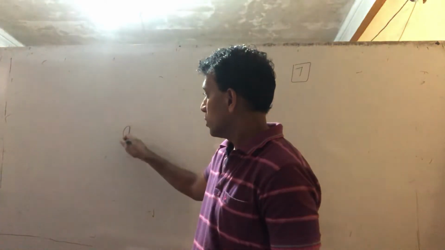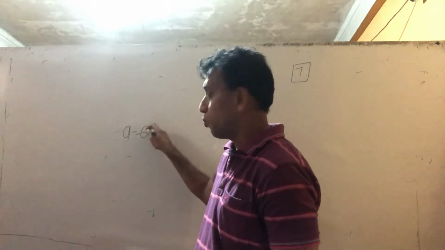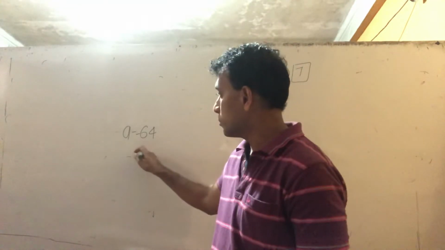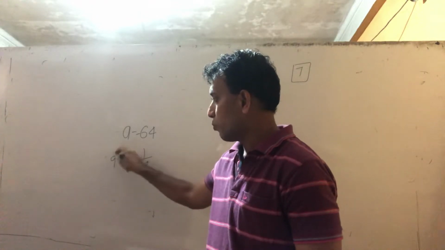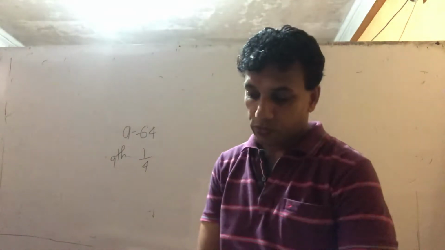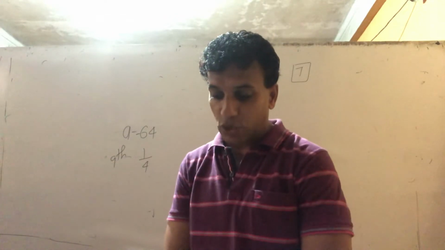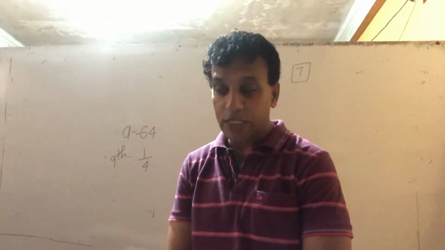Show that there are two GPs. Show that there are two geometric progressions with first term 64 and ninth term 1/4, and write the first three terms of each progression.